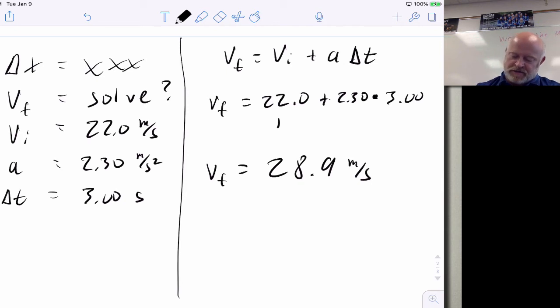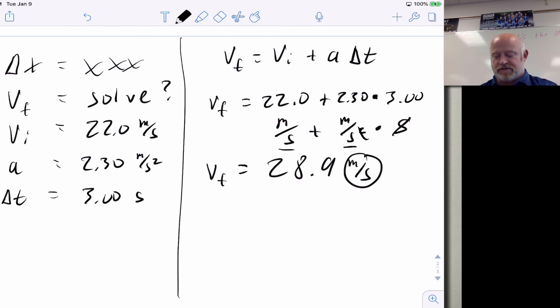Now let's take a look at our units. So our initial velocity was in meters per second. We're going to add that to an acceleration, which is meters per second squared times seconds. So if we look, seconds squared times seconds, the seconds cancels. So we end up with meters per second plus meters per second. So our answer is in meters per second, which is the velocity. In this case, everything is forward, so that would just be a positive velocity. We wouldn't have to tag that as negative or anything like that.